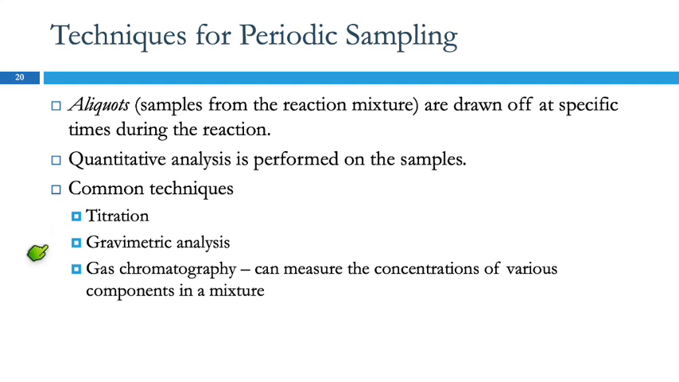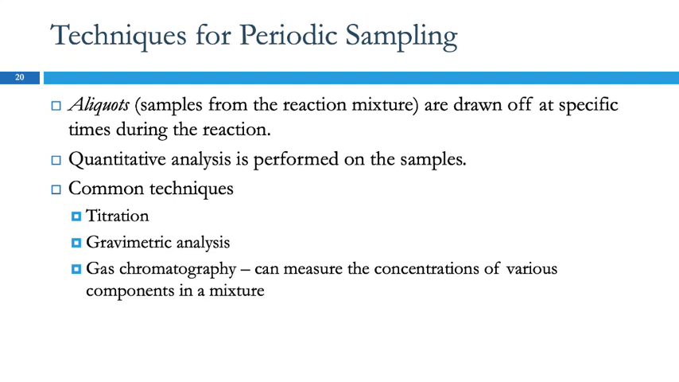So titration, gravimetric analysis would be maybe there's something that you can precipitate into a solid, and then wash everything else away, and weigh it. So gravimetric, measuring by gravity, measuring how much it weighs. So that's another technique. A third common technique is gas chromatography.